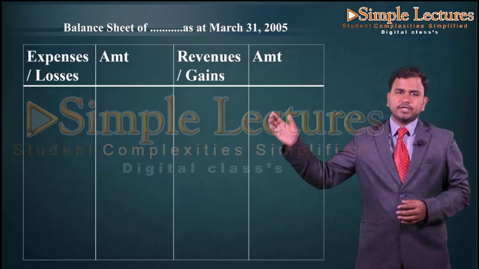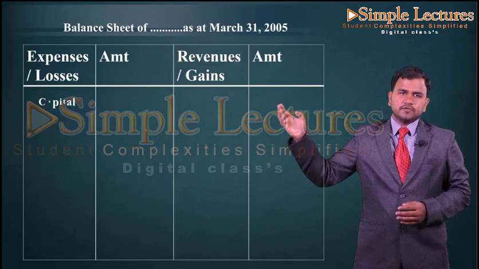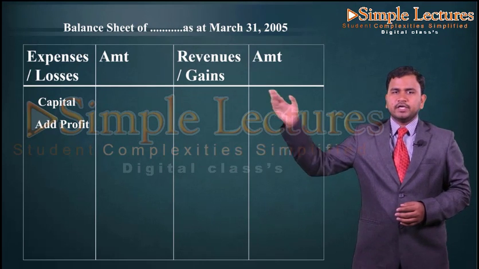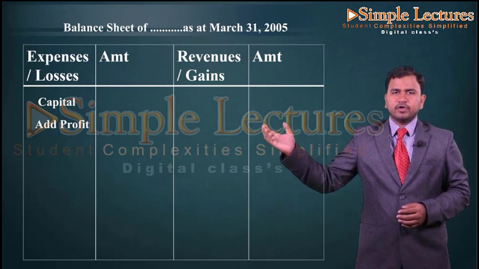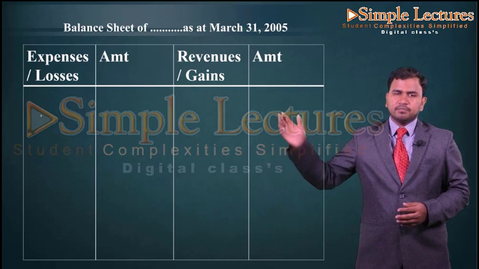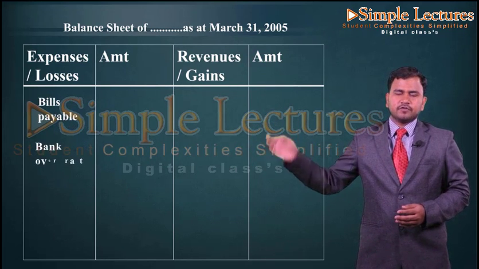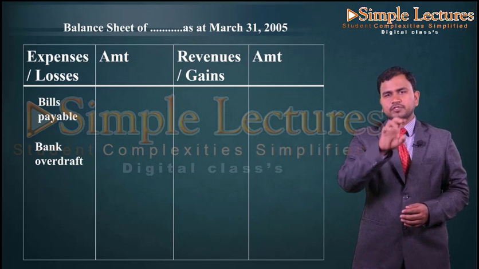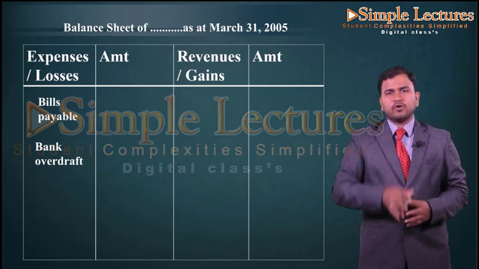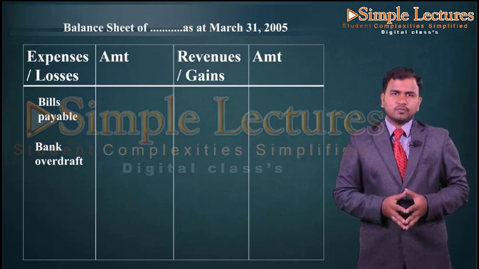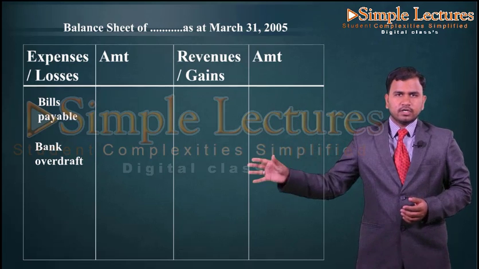Coming to liabilities, we are going to take capital. If we have any profit, we are going to add the profit to the capital and it will be shown here. Then we are going to show long-term loans, short-term loans, sundry creditors, bills payable, bank overdraft in the liabilities. So liability is what we are supposed to pay today or tomorrow. Liability is our debt we have to clear today or tomorrow, so that will be recorded in the liabilities side.